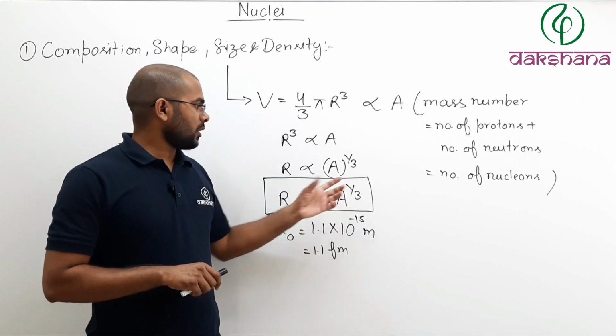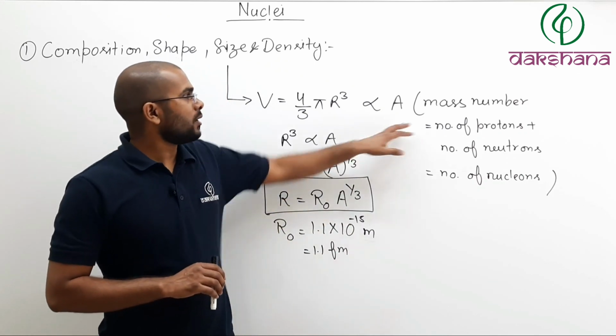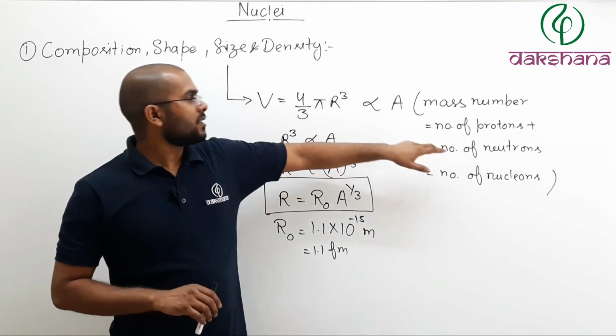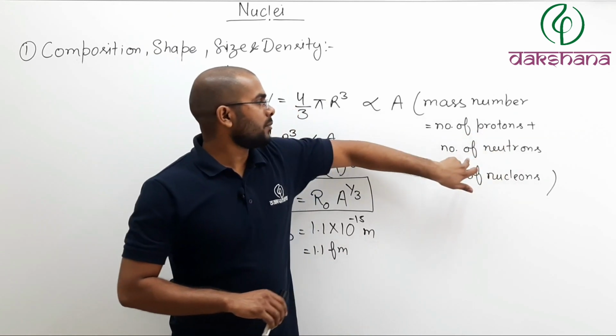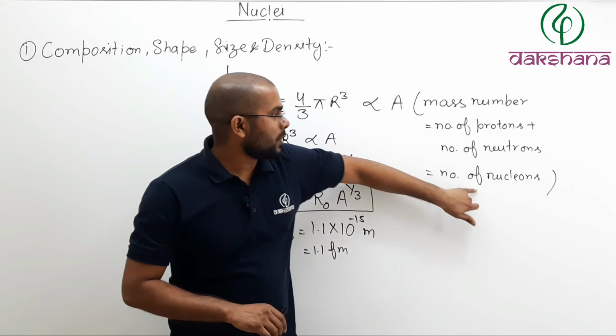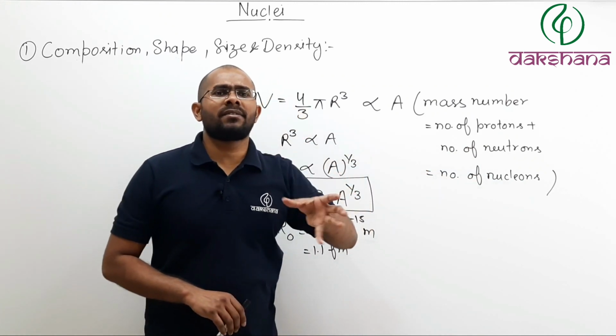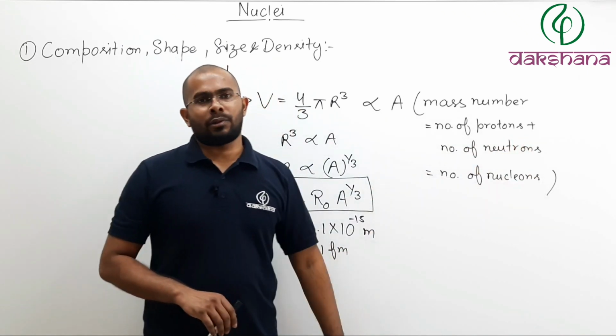Now R is equal to R naught A to the power 1 by 3. This will be the size of the nucleus, where A is your mass number. What is the mass number? Number of protons plus number of neutrons inside the nucleus. That is the number of nucleons. What are nucleons? Nucleons is nothing but the collective name of protons plus neutrons.